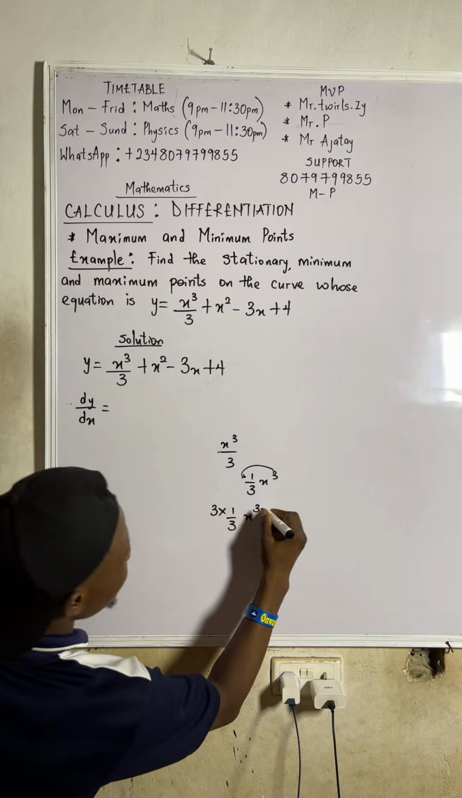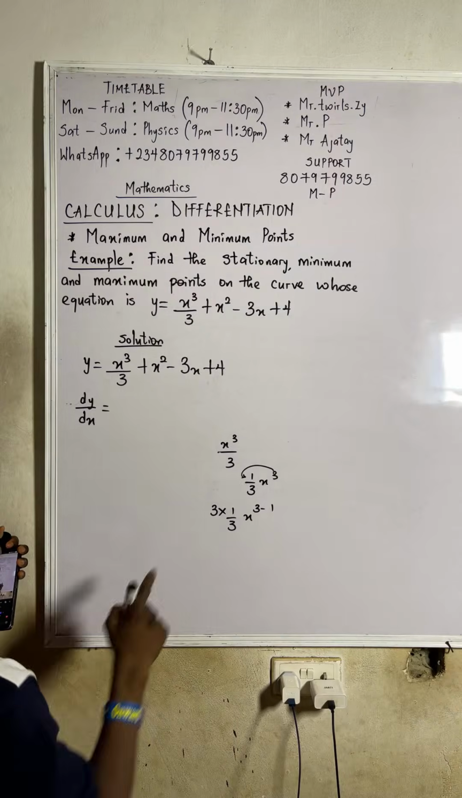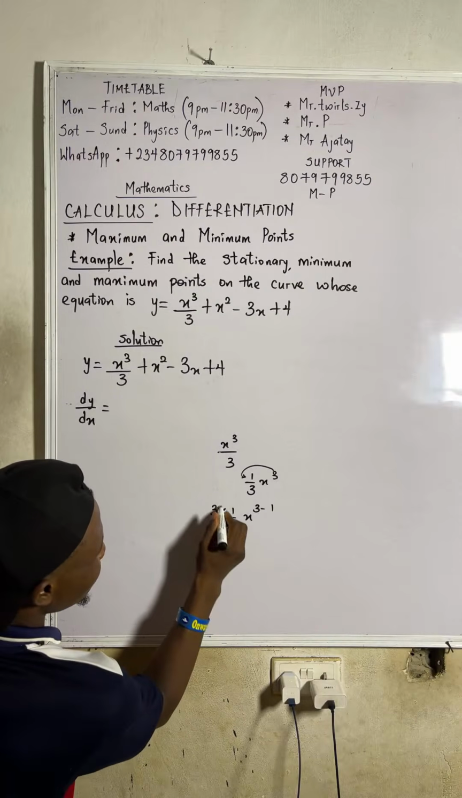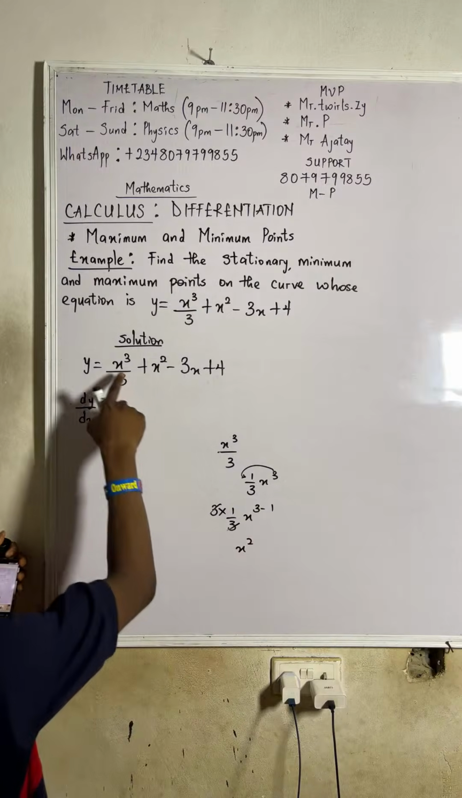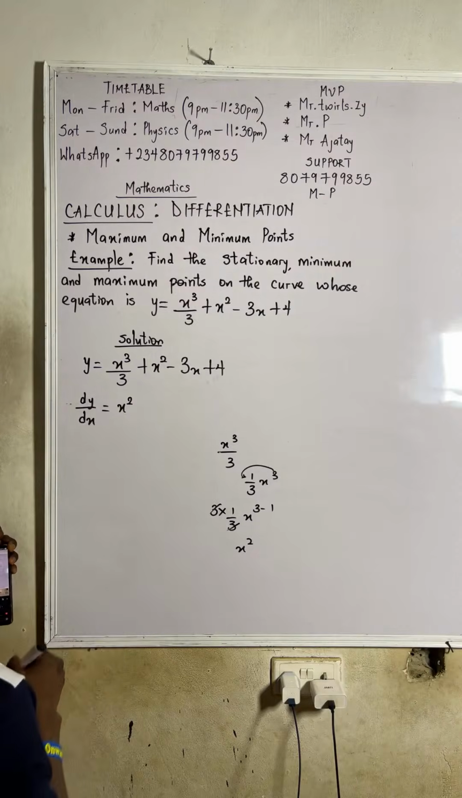Don't forget what we used to say: you subtract 1 from it. So what happened here? 3 times 1 over 3, the 3 cancels the 3. Then what are we left with? 3 minus 1 is 2. So you see that the differentiation of this is x squared.